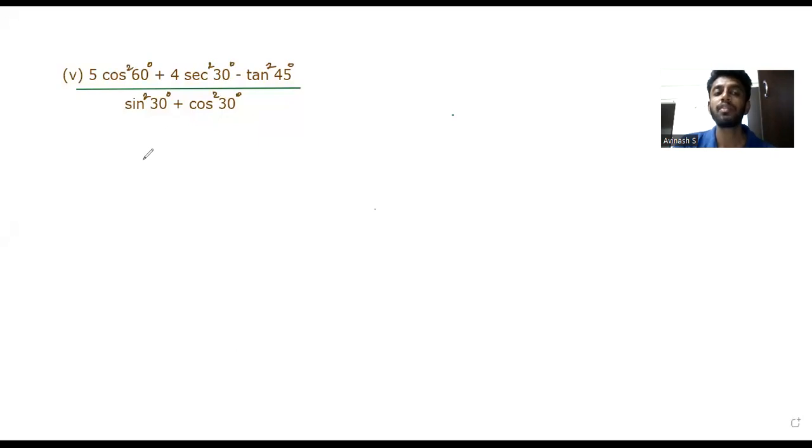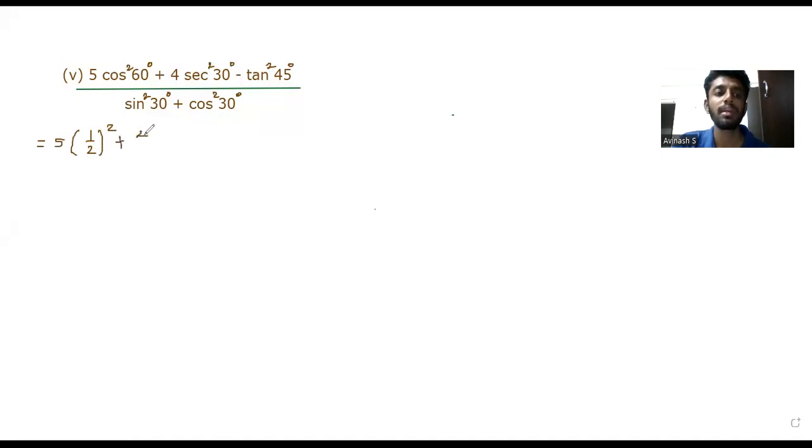With respect to the fifth subdivision, this is the question. So we just substitute the values. So 5 cos square 60. We know that cos 60 is 1 by 2, so cos square 60 will be 1 by 2 the whole square. And please watch out, the square is only for the value of 1 by 2 and not for 5.